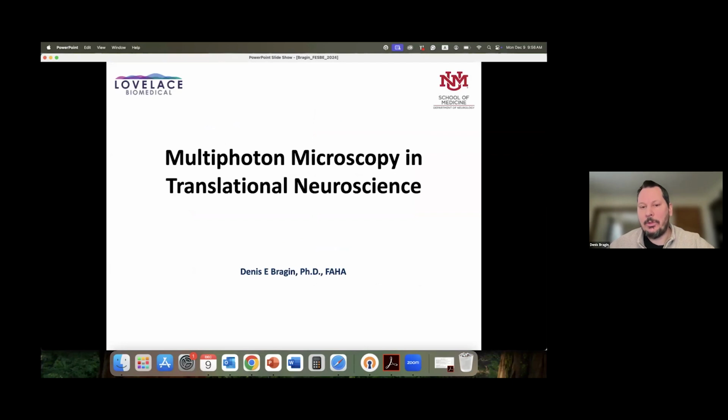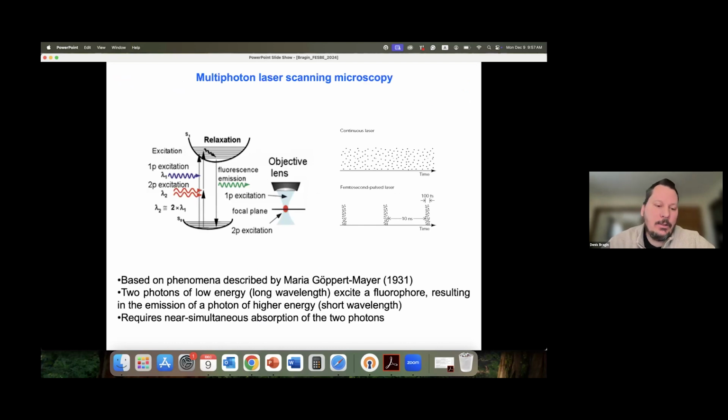And I'll tell you a little bit about multiphoton microscopy and translational preclinical neuroscience. Dr. Ettenberg already introduced some of the features of multiphoton microscopy. This is a very specific type of microscopy, which was invented a couple of decades ago, and it's very well suited for preclinical and translational research.